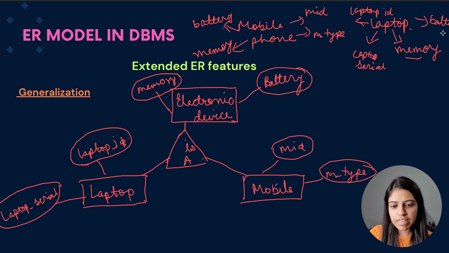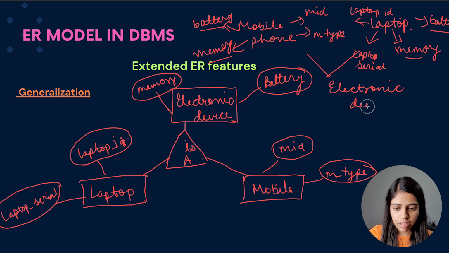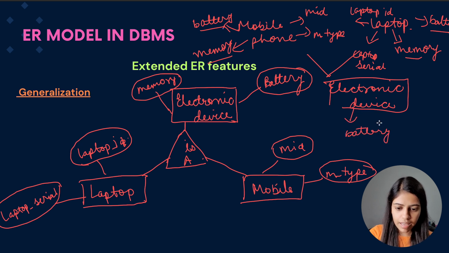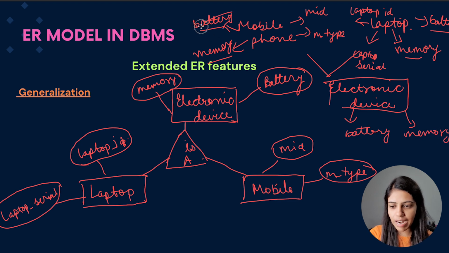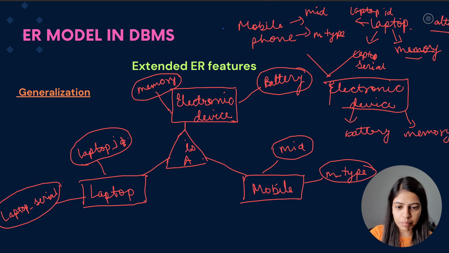Now you can see memory and battery are attributes which are common in both mobile phone and laptop, and they are general attributes of an electronic device. So what we do is we make a generalized entity, that is electronic device, which would now have battery as well as memory, and we remove battery and memory from here, and we remove battery and memory from here as well. So we generalized the attributes which were common in the sub entities.